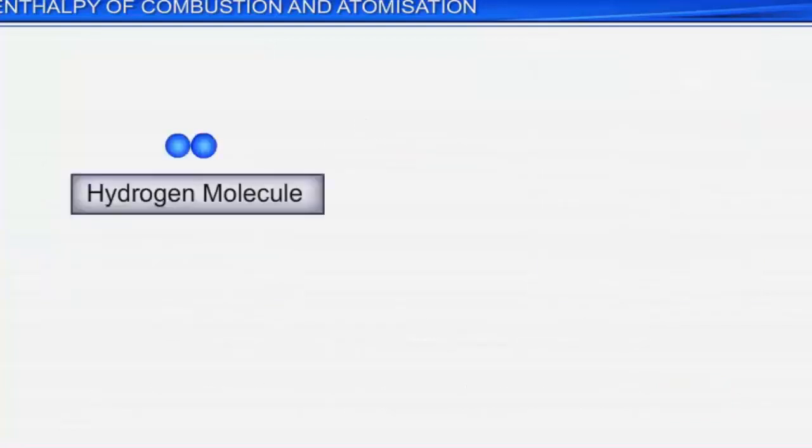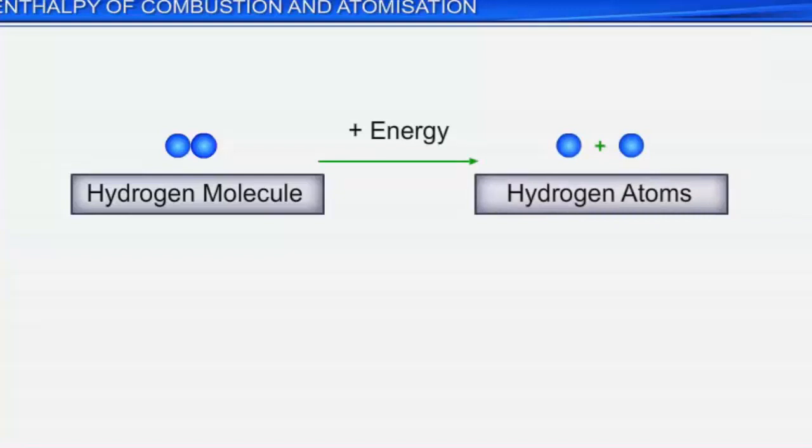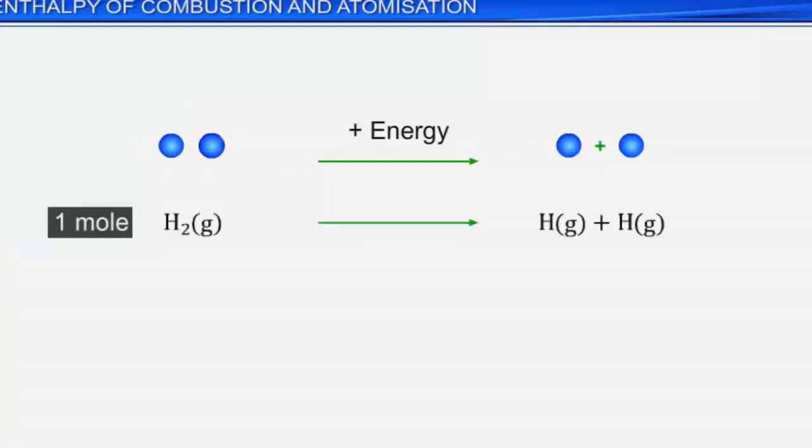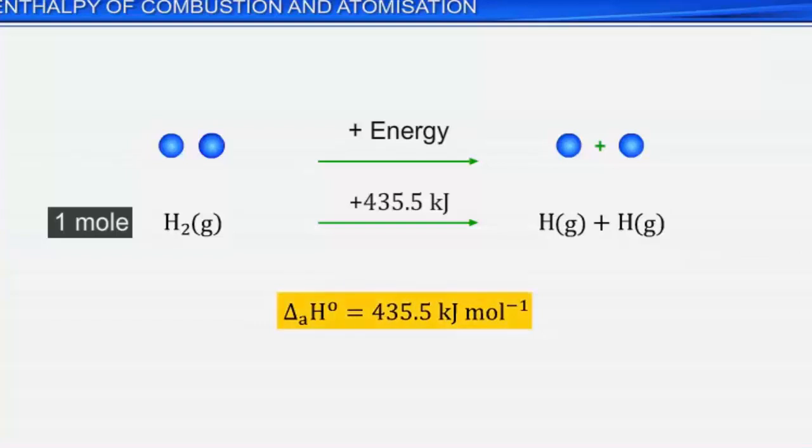Let's consider the atomization of dihydrogen into hydrogen atoms. In this reaction, hydrogen atoms are formed by breaking of H-H bonds in dihydrogen. The conversion of 1 mole of hydrogen molecules into hydrogen atoms requires 435.5 kilojoules per mole of energy. Therefore, the enthalpy of atomization of dihydrogen is 435.5 kilojoules per mole.